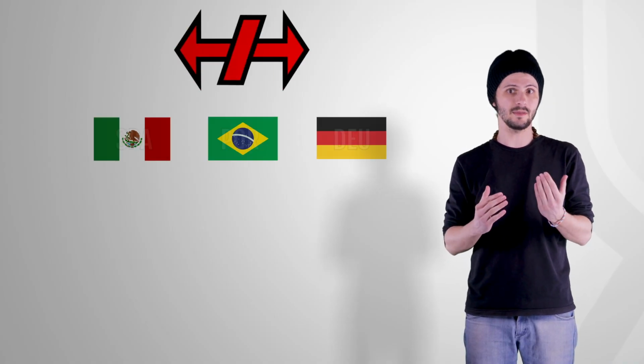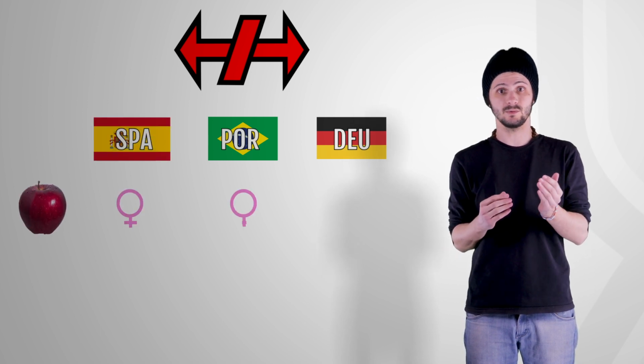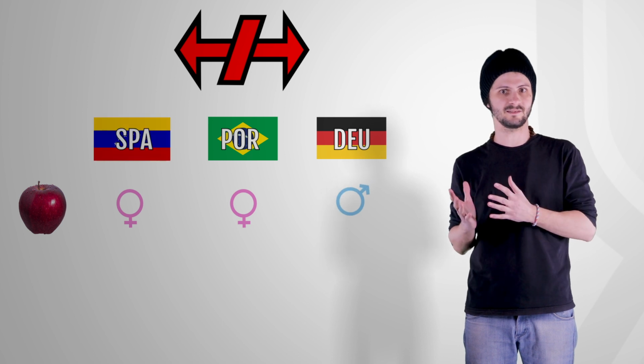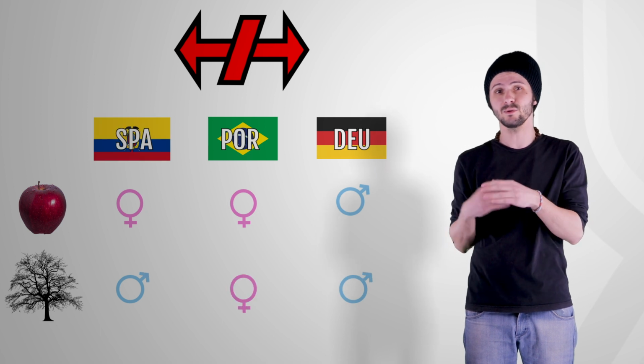In Spanish, as well as in many other languages, nouns can be feminine or masculine. You need to know the gender of each word in order to combine them with other words like articles or adjectives. The problem is that this distinction has no logic at all. Actually, many nouns have different genders in different languages. Apple, for instance, is feminine in Spanish and Portuguese, but in German it is masculine. Tree is masculine in Spanish and German, but feminine in Portuguese.